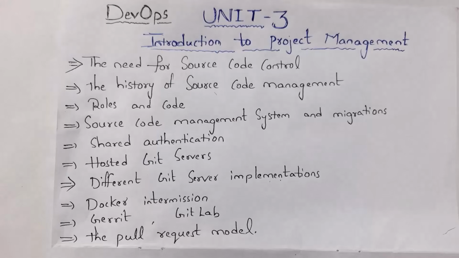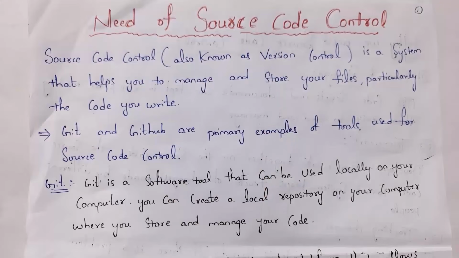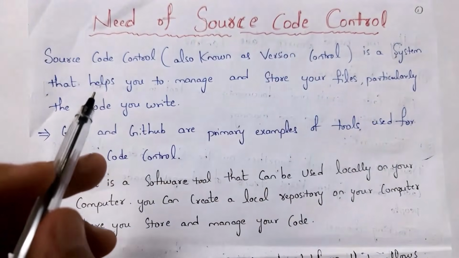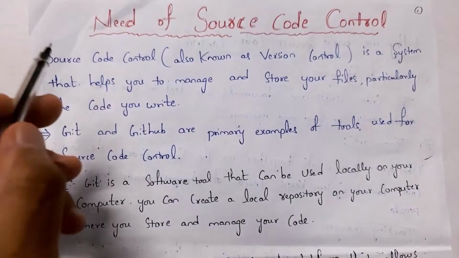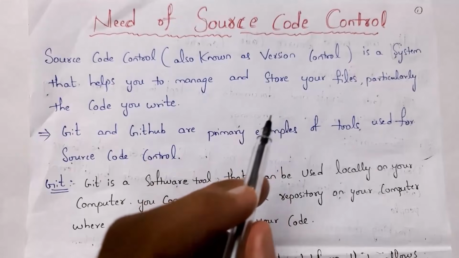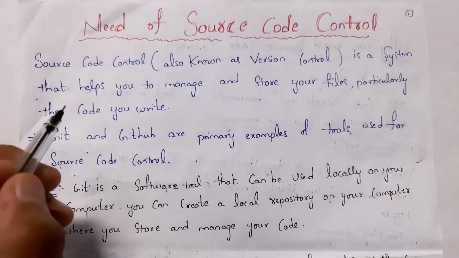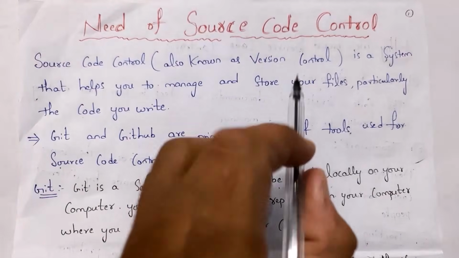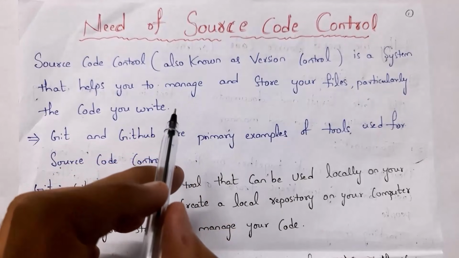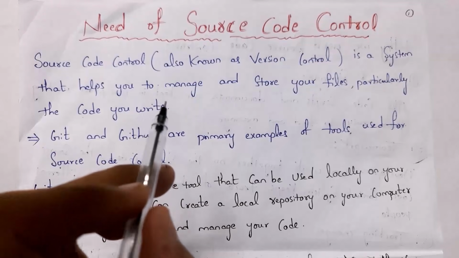Let's get started. First I will explain what is the need of source code control. But before starting this, you need to know what source code control is. Guys, we also call source code control version control. Source code control is a system that helps you manage and store your files, particularly the code you write. It is nothing but software. In that software, we can store our files as well as manage our files. That is, we can modify, update, and delete our files and so on. We can perform various operations on those files.